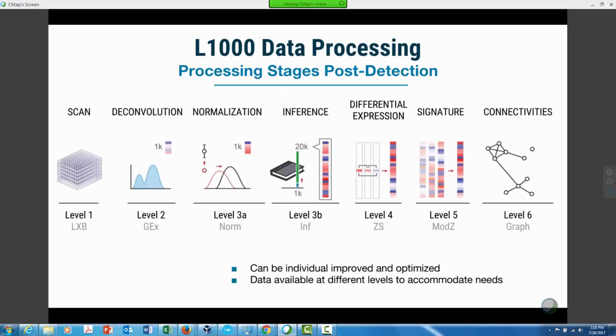So once the data is actually made, we go through our standard data processing pipeline. I won't go through all the details, although I'm happy to, again, discuss this in further depth with anyone who's interested. But basically, we normalize our data, we infer the expression of the genes we didn't directly measure, and then we calculate differential expression z-scores and aggregate the 3 replicates that we have of every plate into a single signature. So when I show you results later down the line, I'm going to primarily be talking about the level 5 data, which are differential expression signatures aggregated across replicates.